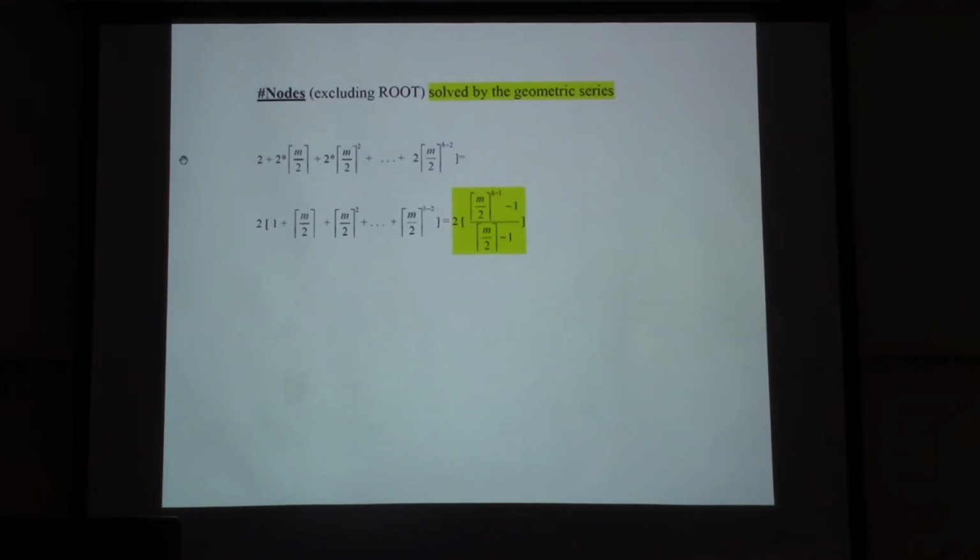So when you simplify this, that 2 comes out here, and we have the ceiling of m over 2 to the h minus 1, minus 1, over the ceiling of m over 2 minus 1. So this is the number of nodes in a minimum tree. This tree of order m cannot have any fewer nodes than this. Does that make sense? And the reason I'm analyzing this particular tree is because I want to find out, in the worst case, the tree can't have any fewer nodes.